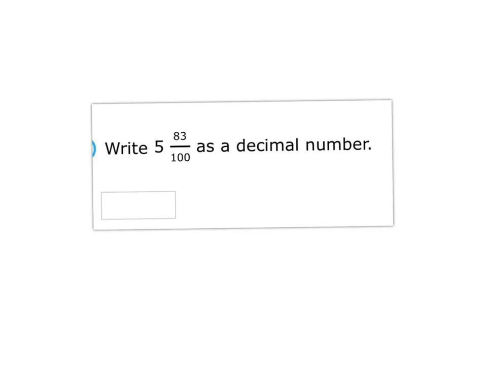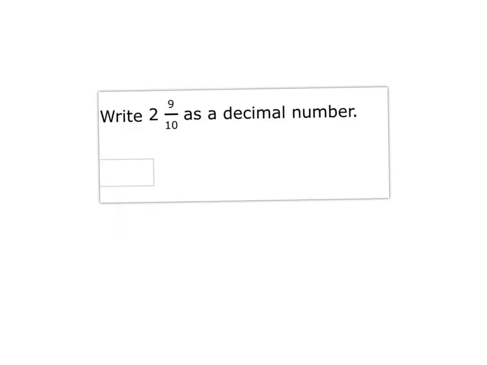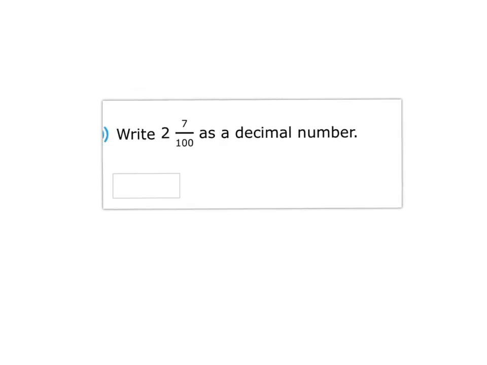Here's a mixed number. We've got to write it as a decimal. So 5 whole, there's my whole number, it's in the ones place. And here's my decimal to show that it's a fraction, 83 hundredths. So think of it as $5.83, out of 100 cents. All right, here's one with tenths, 2 whole and 9 tenths.